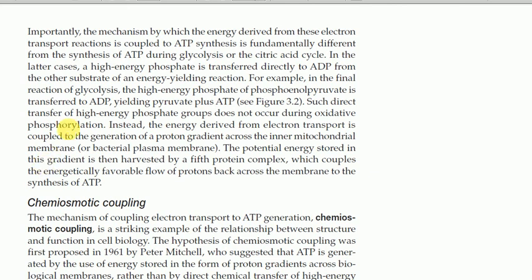So kwenye glycolysis pamoja na Krebs cycle, in the latter cases, a high energy phosphate is transferred directly to ADP from the other substrate of the energy yielding reaction. Kwa mfano, in the final reaction of glycolysis, the high energy phosphate of phosphoenolpyruvate is transferred to ADP yielding pyruvate plus ATP. Unaona? Hiyo ni kwa mfano phosphoenolpyruvate.